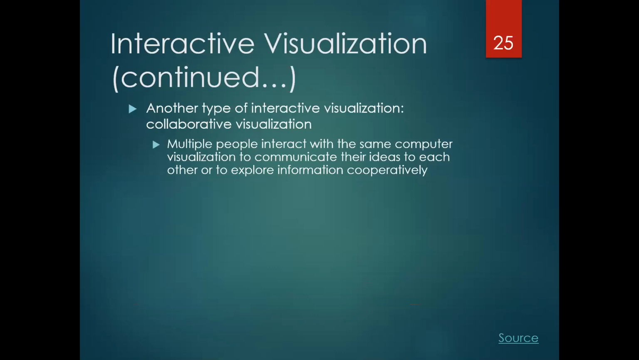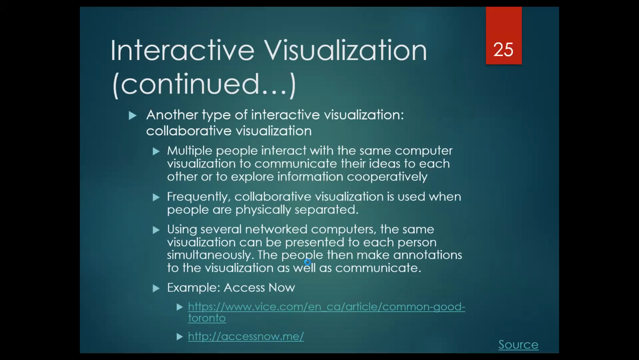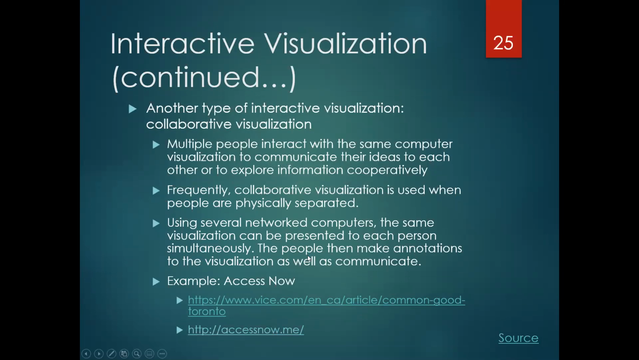Okay, so another type of interactive visualization is called collaborative visualization. It means that multiple people interact, not simultaneously, but with the same computer visualization to communicate their ideas to each other or to explore information cooperatively at different times. A good example would be this. Here is an app. It's called Access Now.